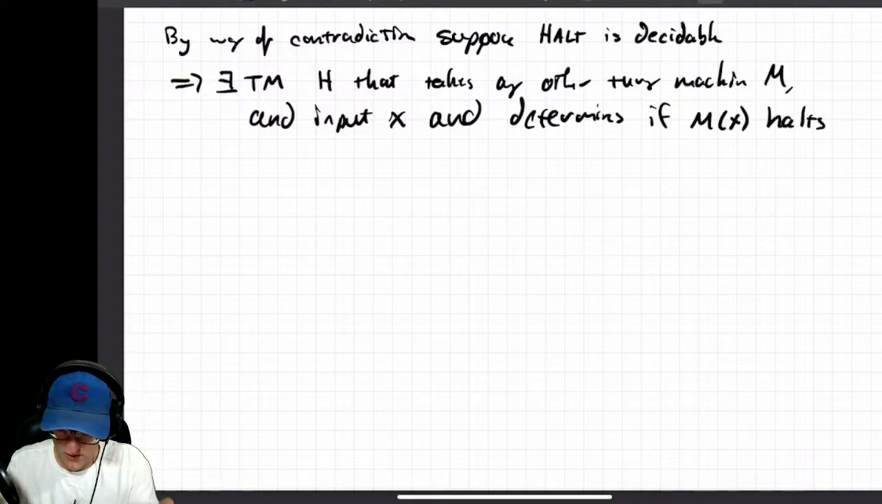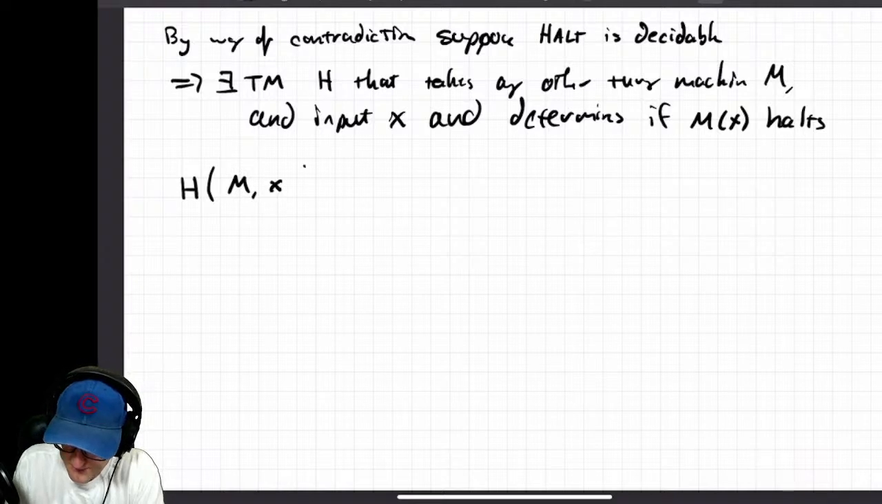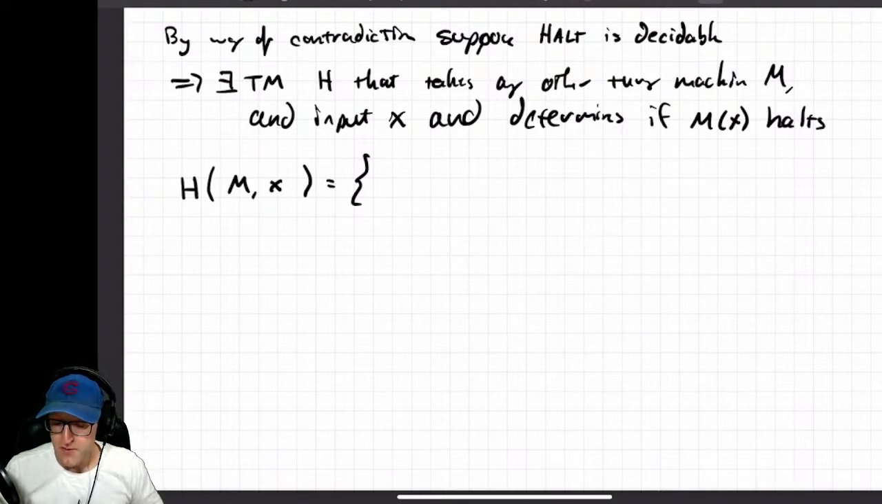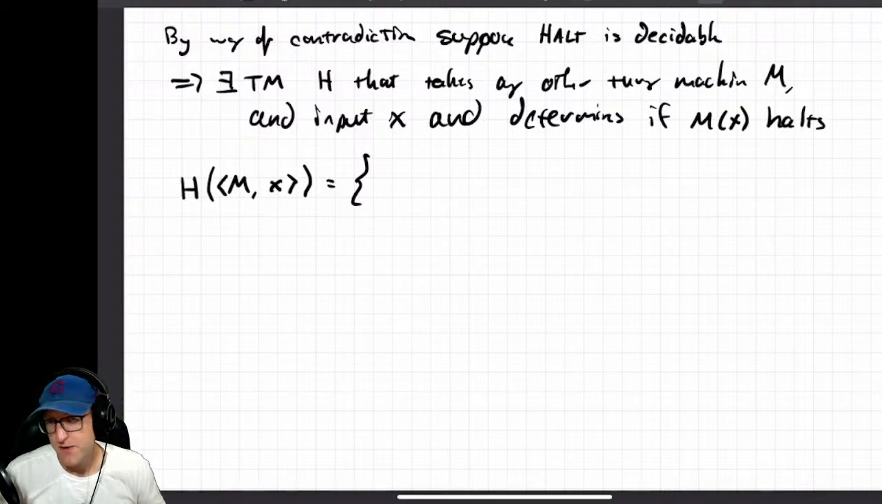So what does that look like? We're just going to say that H takes a Turing machine, M, and an input X, and it outputs, it accepts or rejects. Now remember, H is a machine. It's an algorithm. So it takes an encoding of a machine and an encoding of X and delimits them somehow.